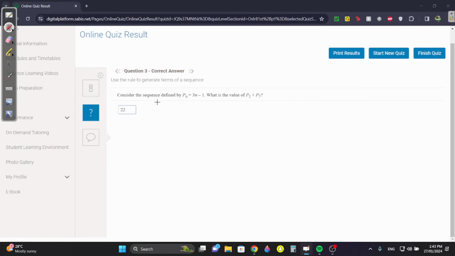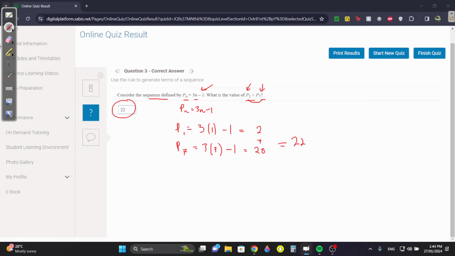Consider question 3 now. Consider the sequence defined by p of n is 3n minus 1. So they gave you the equation. What's the value of p1 plus p7? So we have to find p1 and p7 and then add them. So p1 would be equal to 3 times 1 minus 1, and p7 would be 3 times 7 minus 1. 3 times 1 minus 1 is 2. 3 times 7 minus 1 is 20. So p1 plus p7 would be 20 plus 2, which is 22. Okay?